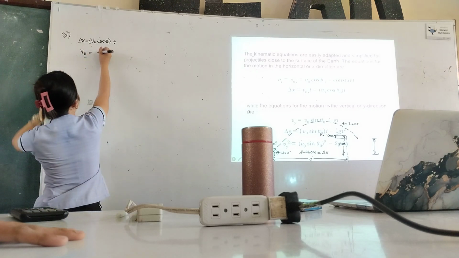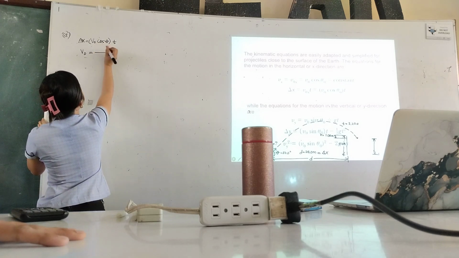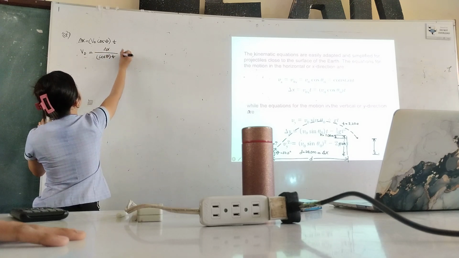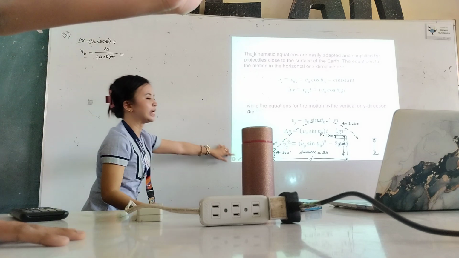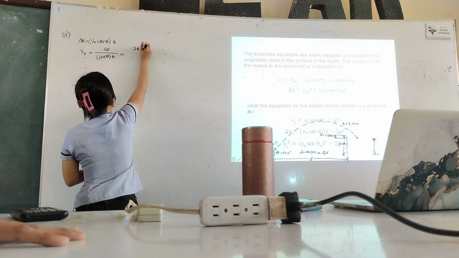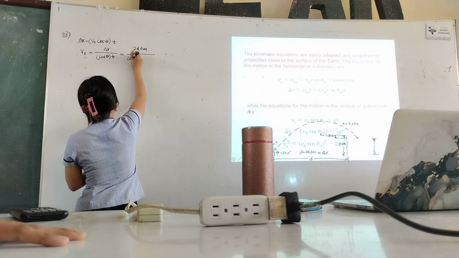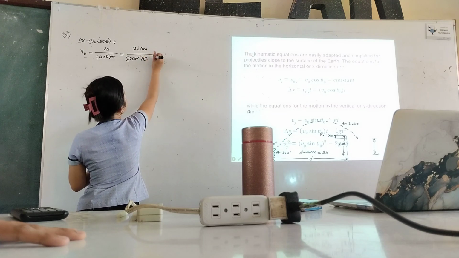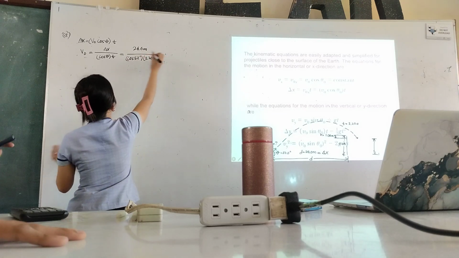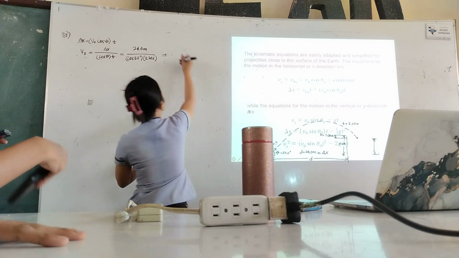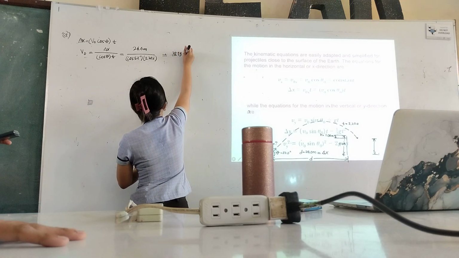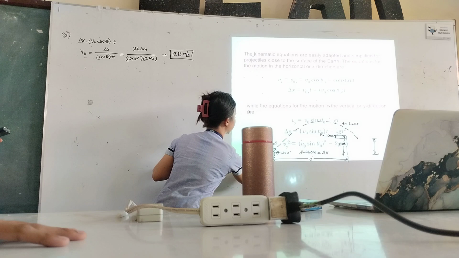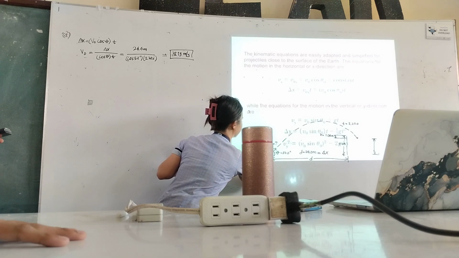Isolate V0. V0 is equal to delta x, or D, over cosine 53 times time, 2.2. Therefore, we have V0 equal to 18.13 meters per second. Right?